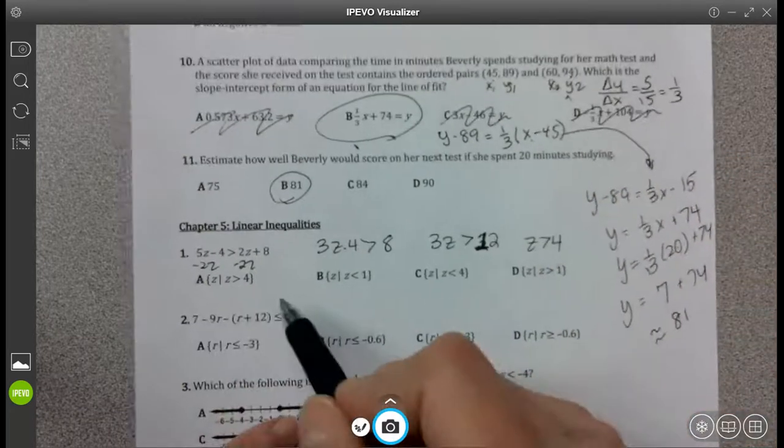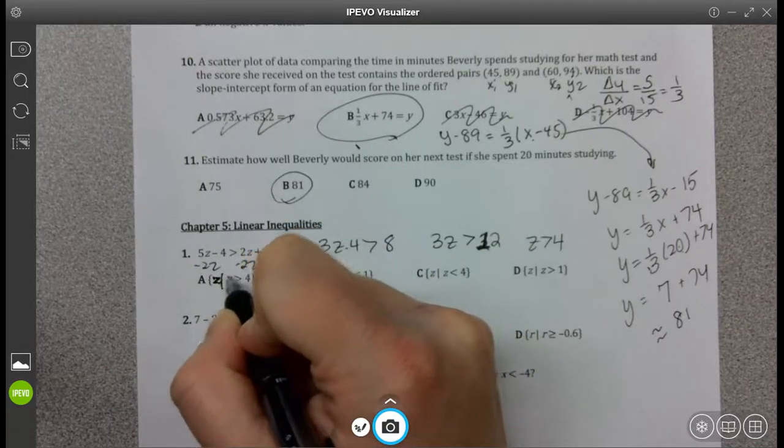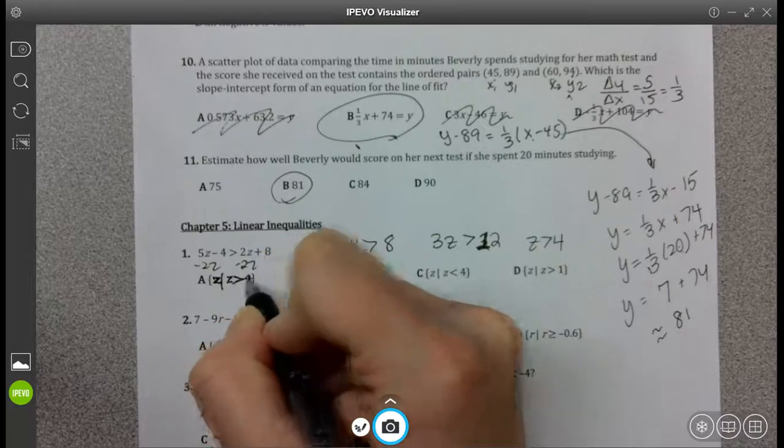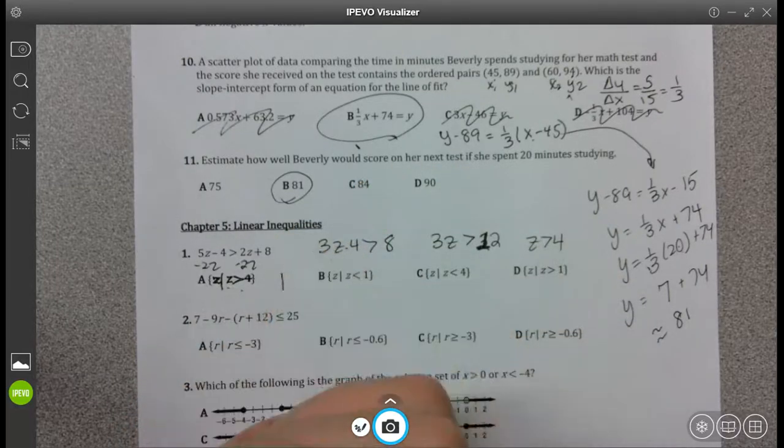And this weird notation, if you're like, what is this? It's saying this is z. My variable is z, given that z is greater than 4. These lines mean given that. So z has to be greater than 4.